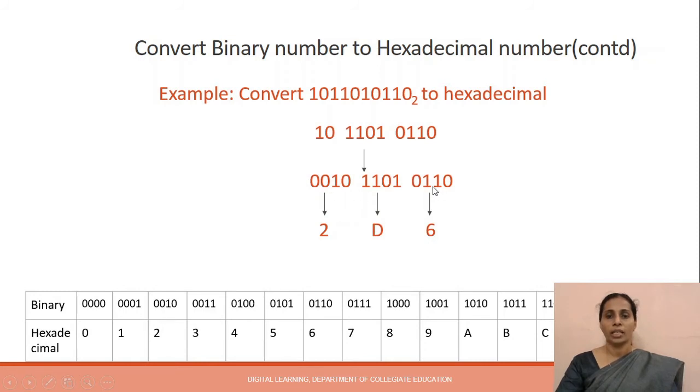Now write the hexadecimal symbol equivalent of each 4-bit binary group. So 0110. You identify from the table 0110. Here 6 is its equivalent. So write 6 there. Now 1101 can be written as D. Then 0010 is equivalent to 2 in hexadecimal. So the hexadecimal equivalent of the binary number is 2D6.